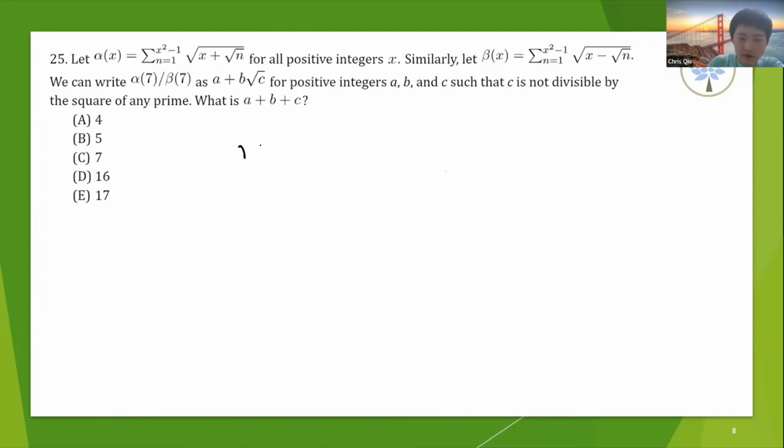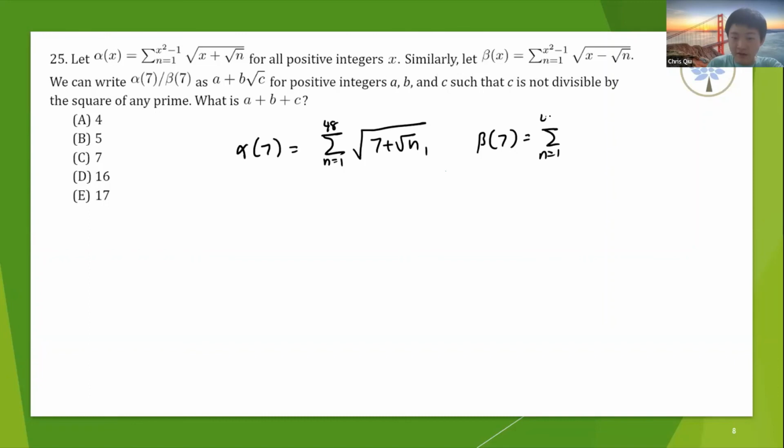First of all, let's write out what alpha of 7 means. So alpha of 7 is the sum from n equals 1 to 48 of 7 plus root n, and beta of 7 is equal to the sum from n equals 1 to 48 of 7 minus root n. And we want to find alpha 7 over beta 7.